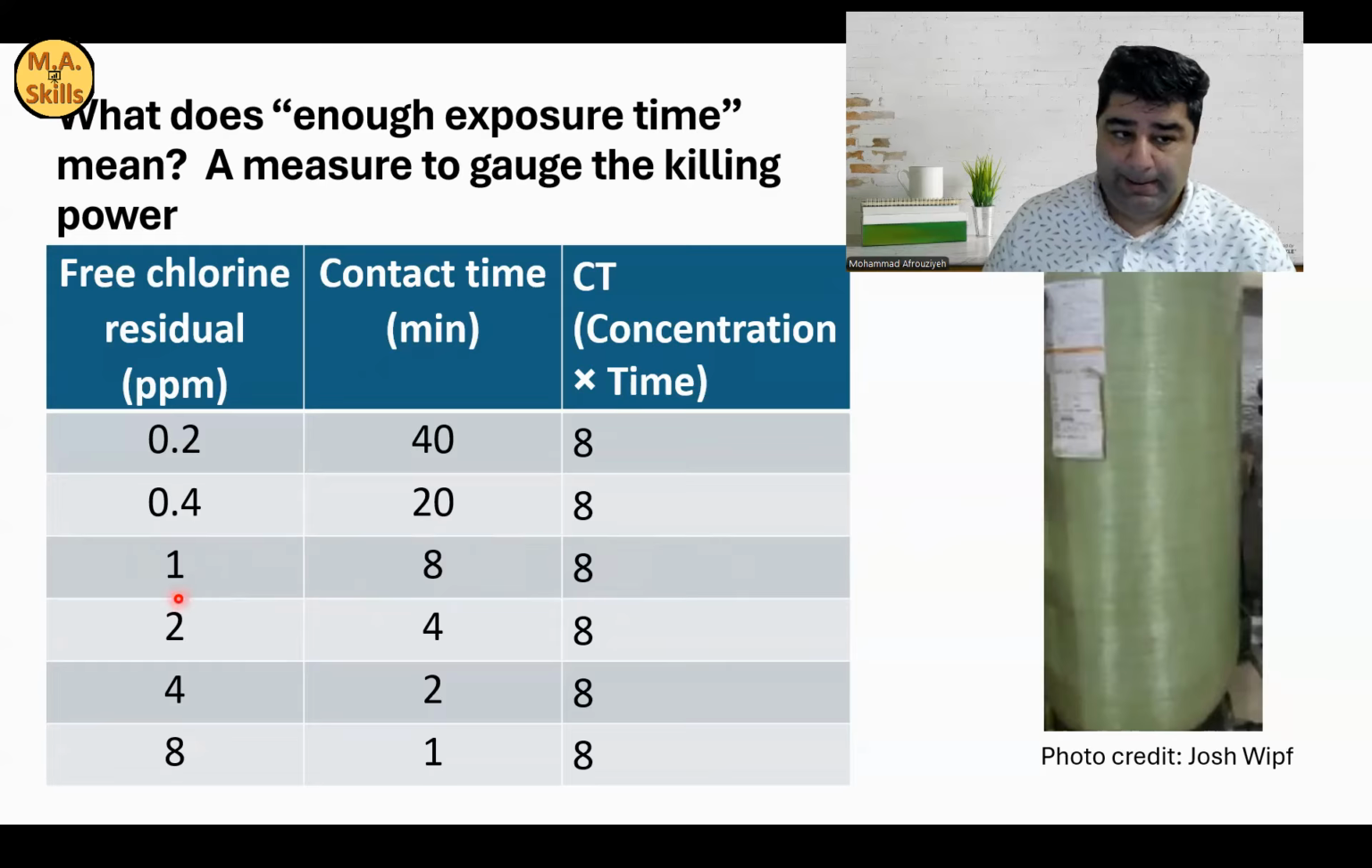It means that if your chlorine residual is 1 ppm, you need to mix it with water and let it sit for at least 8 minutes in the mixing tank to reach a CT of 8. But let's say if your free chlorine residual is 4 ppm, then you need only 2 minutes contact time in the mixing tank to reach the CT of 8 to be effective.